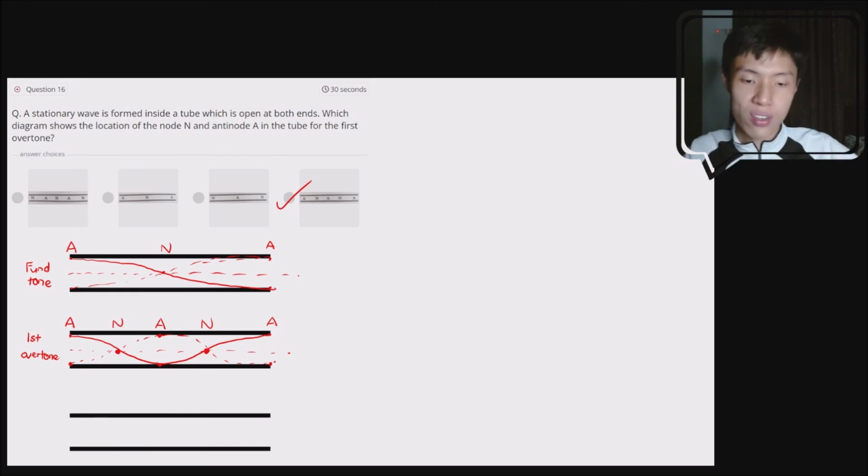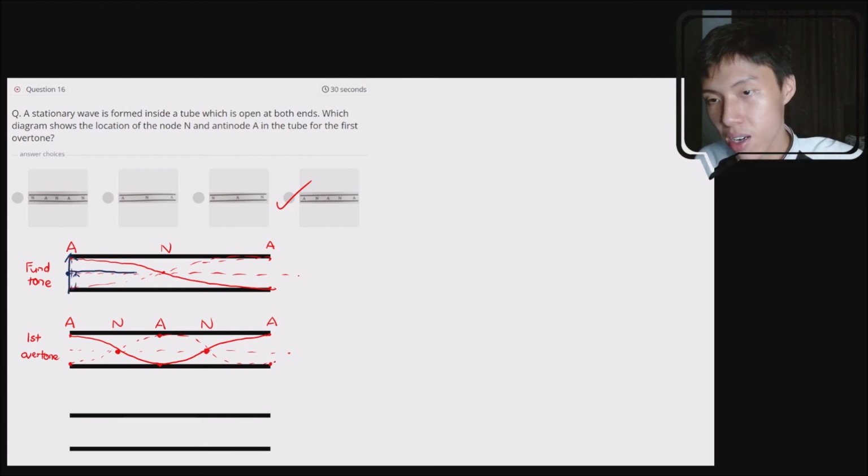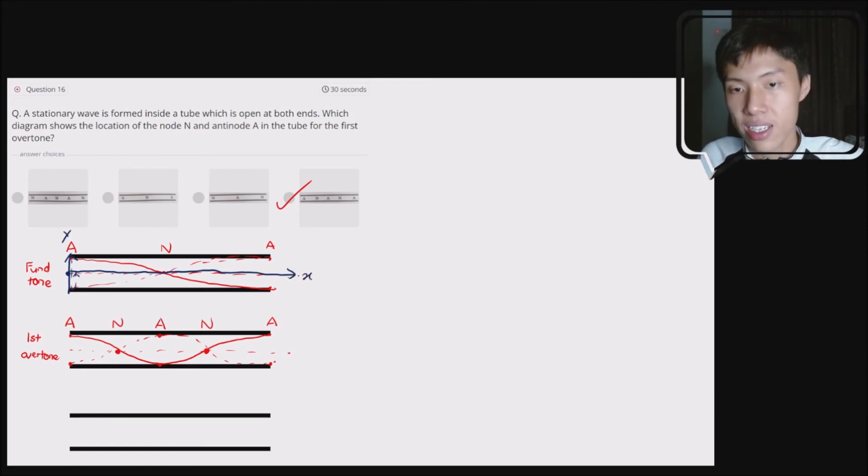What I want to discuss right now is how the particles move. If you have a particle vibrating, let's say here, does it mean it's vibrating up and down like this? No. You can think of this graph here as the graph of y against x, where y means the displacement from the equilibrium position, and x means position.